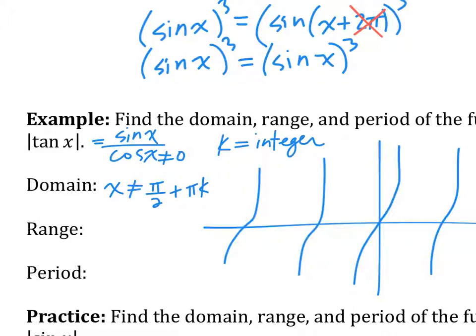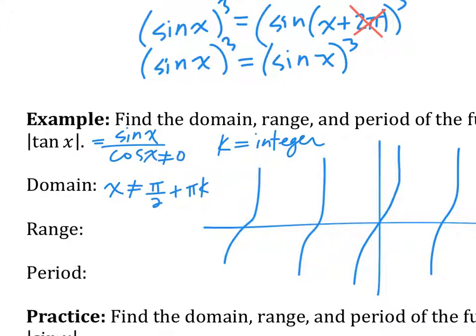Does that make sense? So when you look at tangent x, you're like, where is the domain? Well, I know there are asymptotes. Well, what makes the asymptotes? What makes the denominator 0? What makes cosine 0 then? Cosine 0 is at 90 and 270. So then it's basically 90 degrees plus every 180.